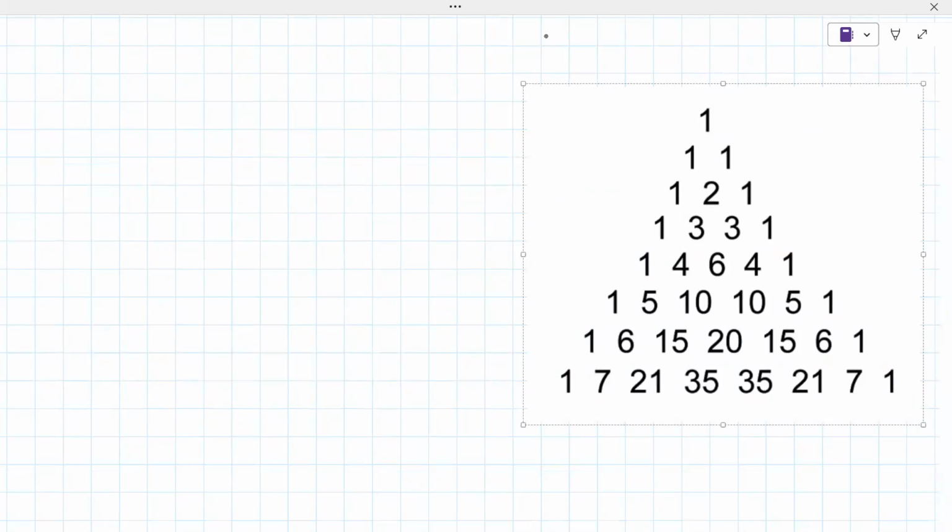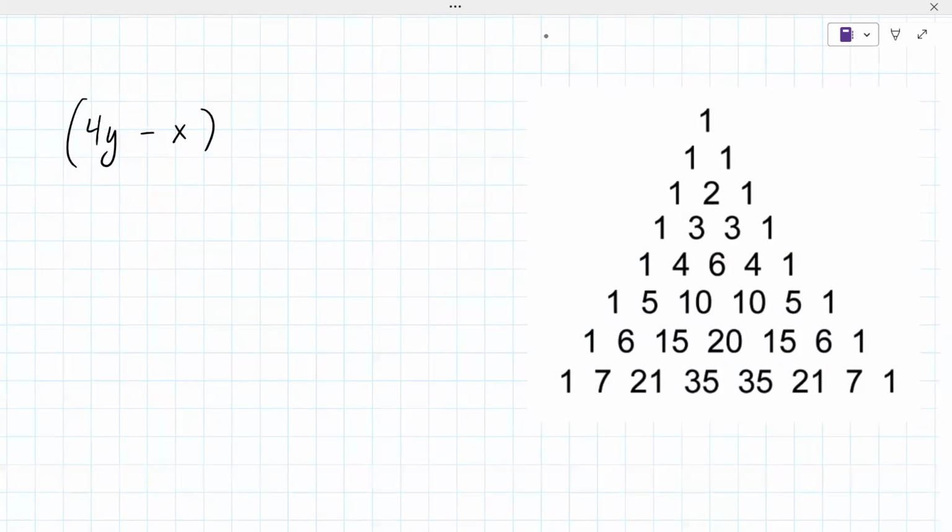Do a variation on what we did earlier. Let's go 3y minus, sorry, let me go 4y minus x to the power of 3.